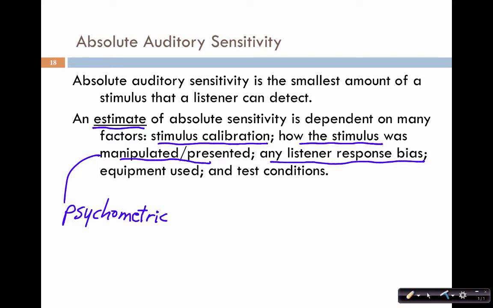Another characteristic is listener response bias. Listener response bias addresses the likelihood that a listener will respond that they heard something even if they didn't, or the likelihood that a listener will not respond even though they did hear it. Those are listener response biases.